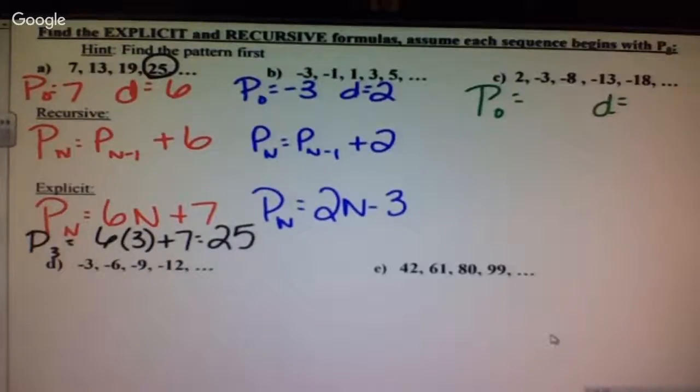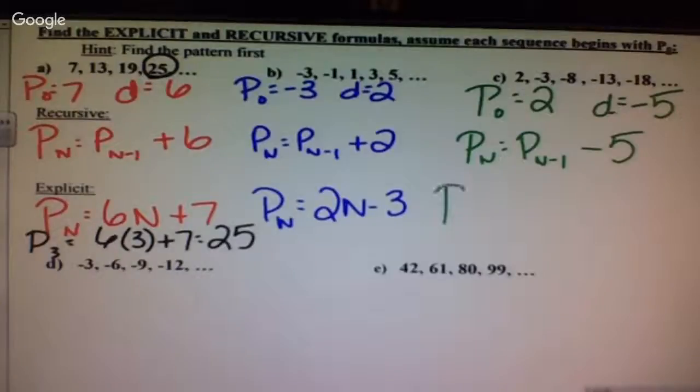2. Negative 5. This tells me that I would need to go back to the number before and subtract 5. And explicitly, this would be p sub n equals negative 5n plus 2. Don't lose that negative.